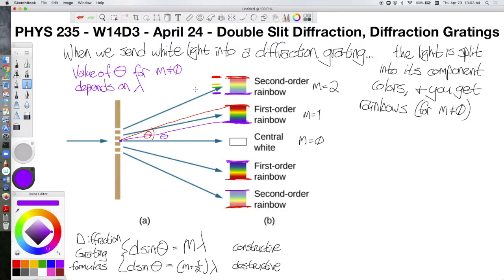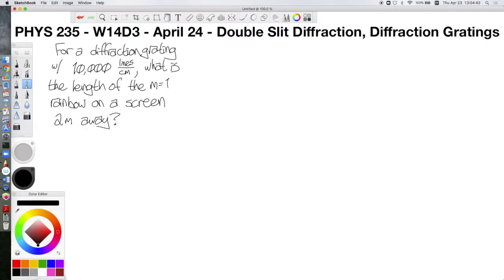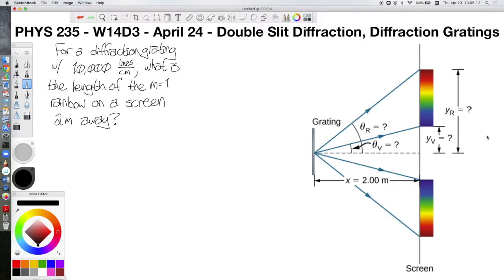So, we're going to do one more example problem, and then that's it for today. So for a diffraction grating with 10,000 lines per centimeter, what's the length of the M equals 1 rainbow on a screen 2 meters away? So I want to add a diagram from your textbook onto this slide real quick. So this diagram shows the diffraction grating as well as the different rays that form the ends of the rainbow.